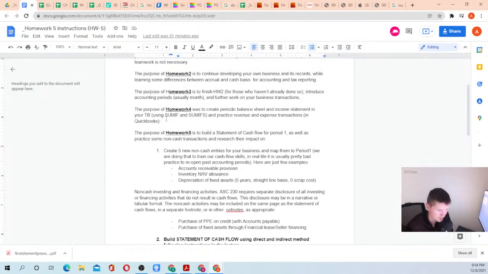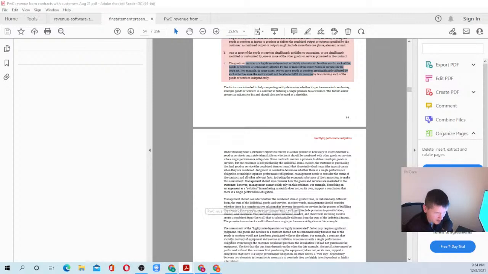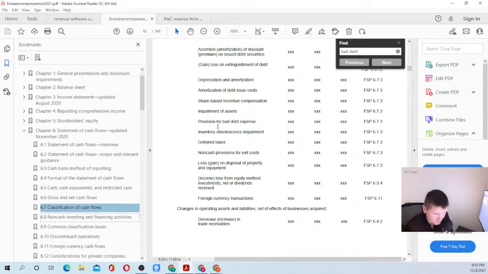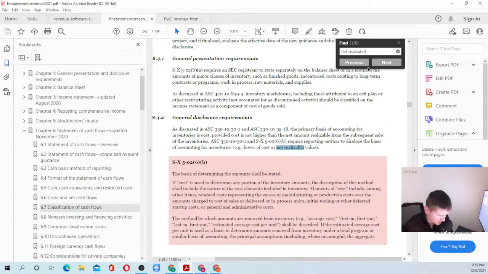So let's see what I have here. Inventory NRV allowance. With NRV I will have to spend some time here, because here we have inventory obsolescence impairment, and obsolescence is not the same thing as NRV. And I remember, let's see if we say anything about that. Net realizable. On what page? Okay.